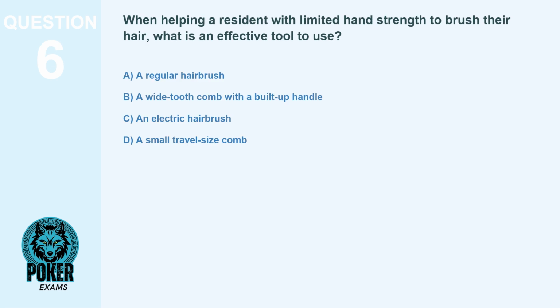Question 6. When helping a resident with limited hand strength to brush their hair, what is an effective tool to use? A regular hairbrush. A wide tooth comb with a built-up handle. An electric hairbrush. A small travel-size comb.